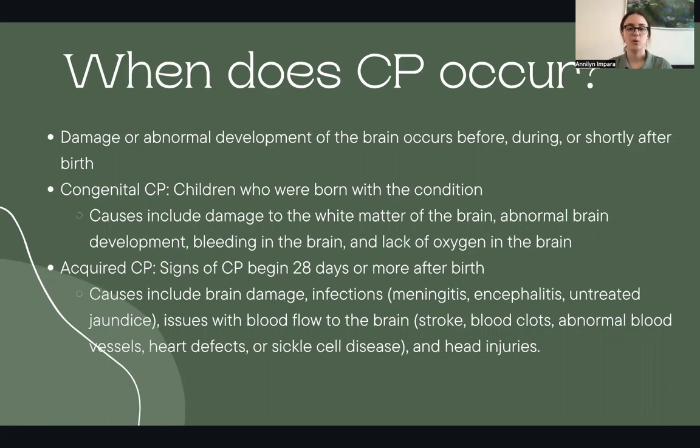The other type is acquired CP, in which symptoms of CP begin 28 days or more after birth. So this is shortly after birth, but still very close in that time frame. Causes of acquired CP include brain damage, infections, issues with blood flow to the brain, such as stroke, blood clots, abnormal blood vessels, heart defects, or sickle cell disease, and head injuries.